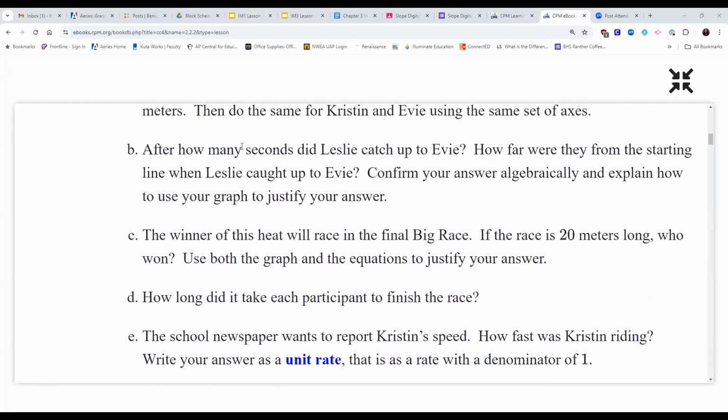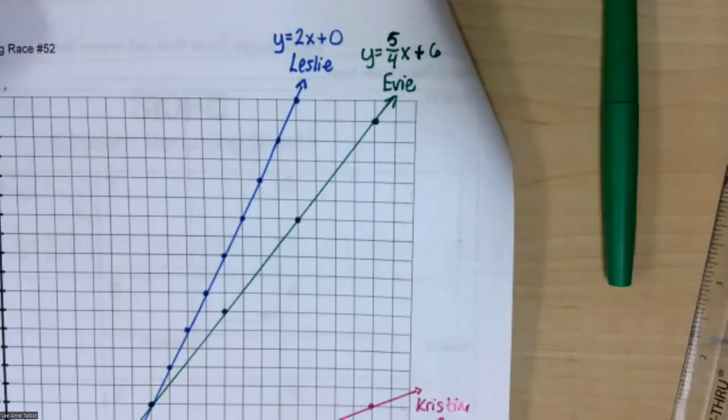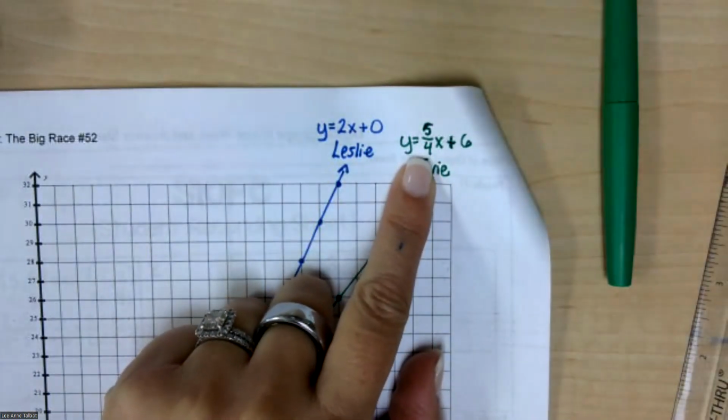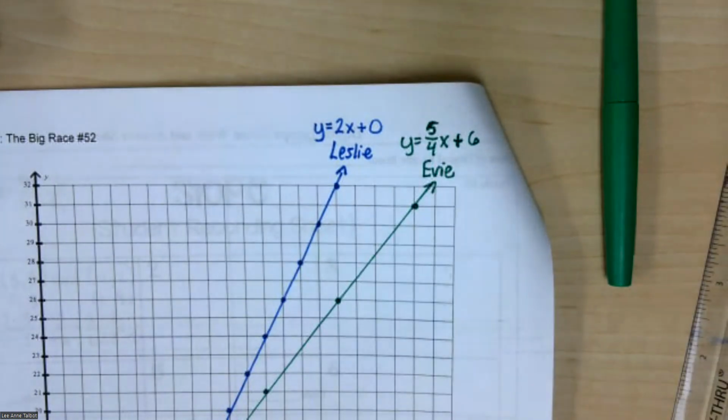After how many seconds did Leslie catch up to Evie? How far were they from the starting line when Leslie caught up to Evie? Confirm your answer algebraically and explain how to use your graph to justify your answer. Okay, so we're talking about Leslie and Evie. So I'm going to come up here. And this is going to be a challenging question.